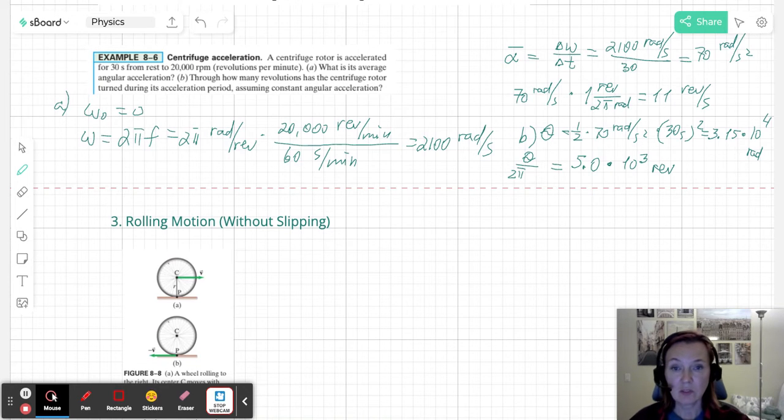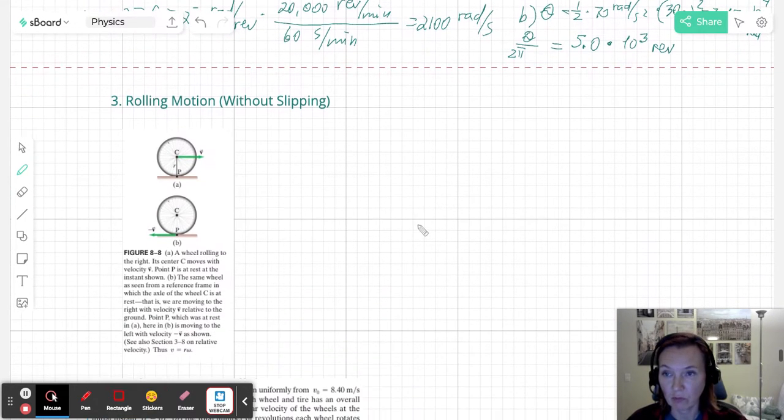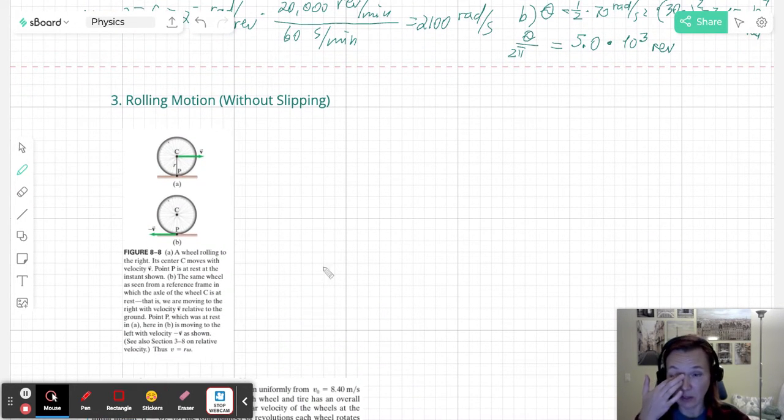Okay. Now, as for the rolling motion without slipping, we are thinking about a wheel that is turning, like a bike wheel that is turning while it's moving, and there is no slipping happening. So let's take a look at what's happening in this case. The rolling motion is actually a combination of two types of motion. It includes both rotation and translation because the wheel is not only rotating in place, it's actually moving.